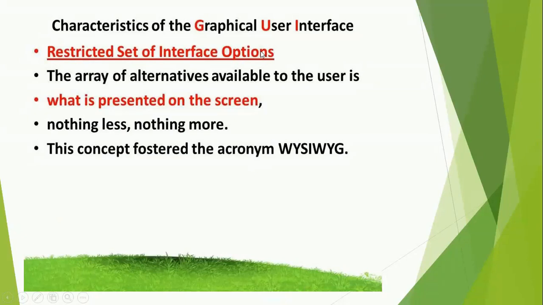Next point is restricted set of interface options. An array of alternatives available to the user is what is presented on the screen or what may be retrieved through it. So it may be nothing less or nothing more. This concept is posed as the acronym WYSIWYG. Okay, that means what you see is what you get. So this acronym stands for what you see is what you get. So nothing more you may get from the screen.